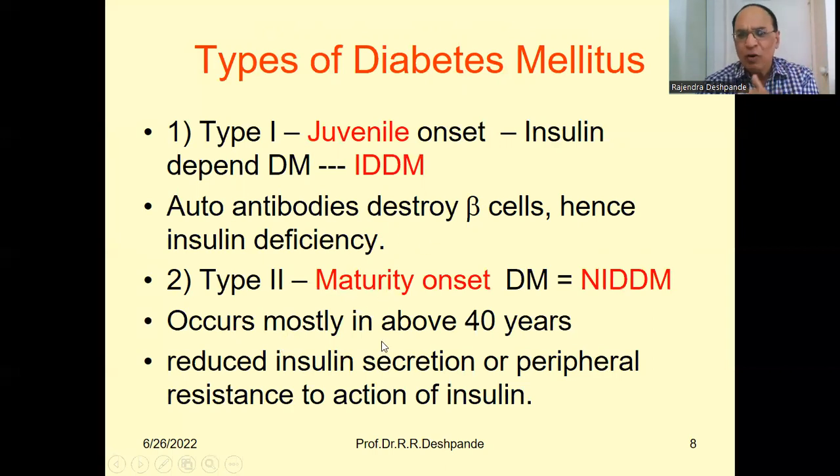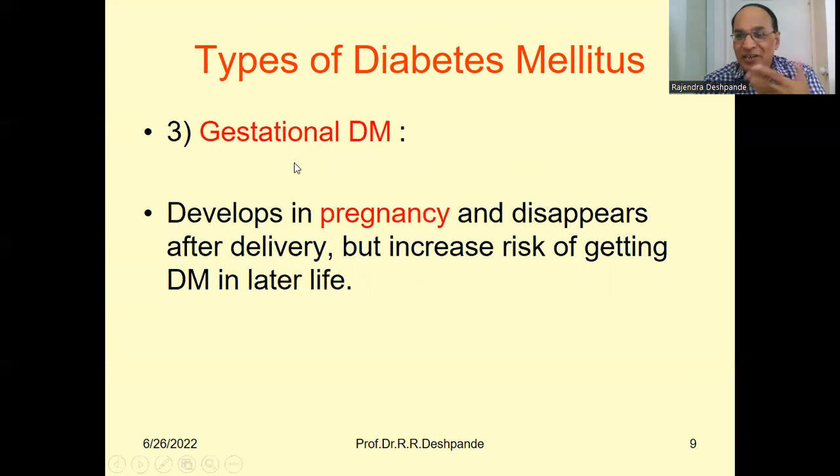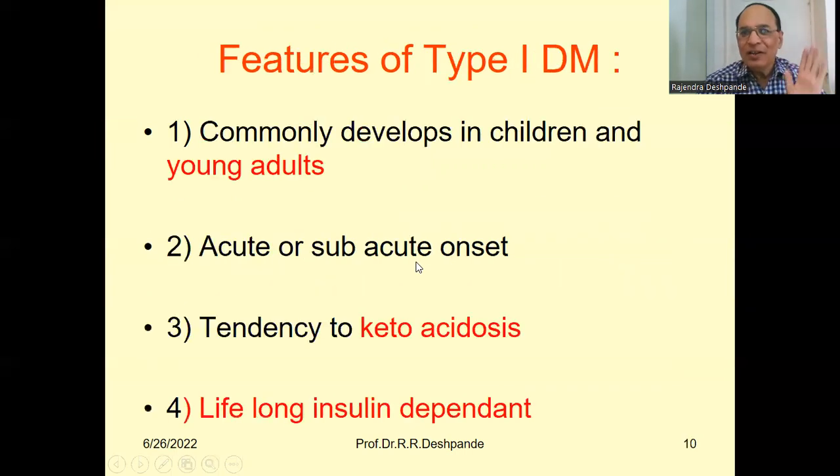So usually it occurs above 40 years, with reduced insulin secretion or peripheral resistance to the action of insulin. A receptor problem may be there. The receptors on the cell are not enough to accept the insulin, or they are not working very nicely. Then gestational diabetes, the third type, develops in pregnancy and disappears after delivery. But this increases the risk of getting diabetes mellitus after delivery.